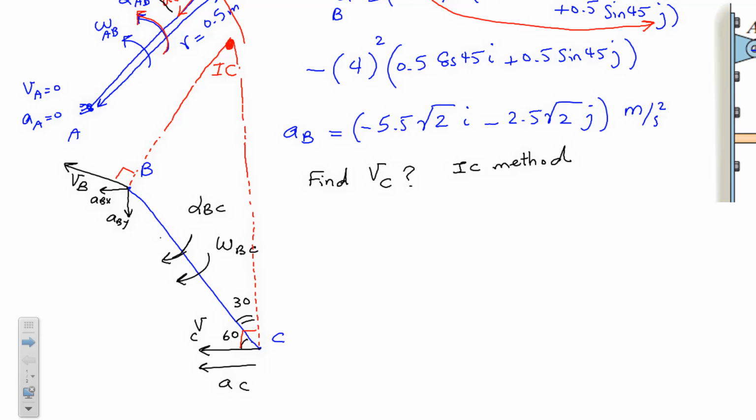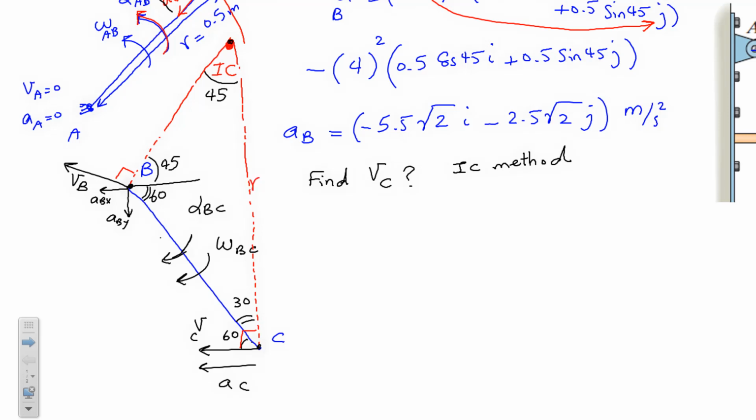What we had here is that the angle that we have here is 45, and this one is also 60 degrees. So that gives the other angle in this triangle as 45.